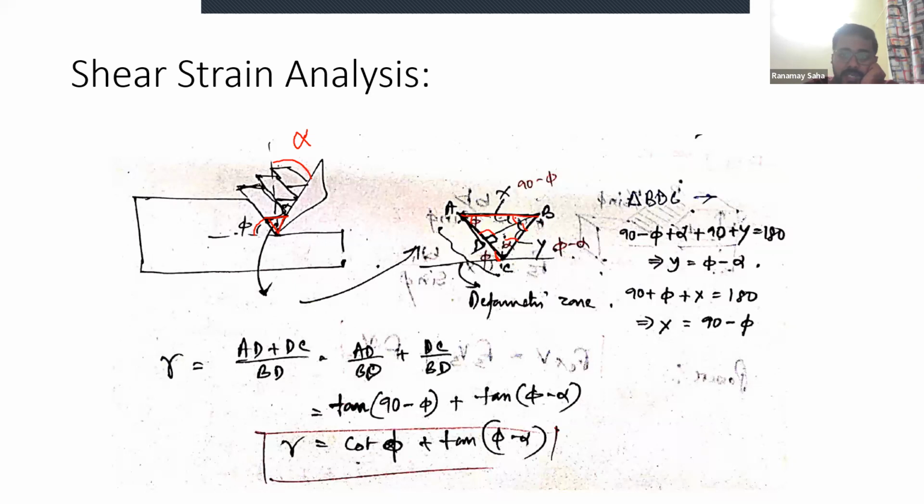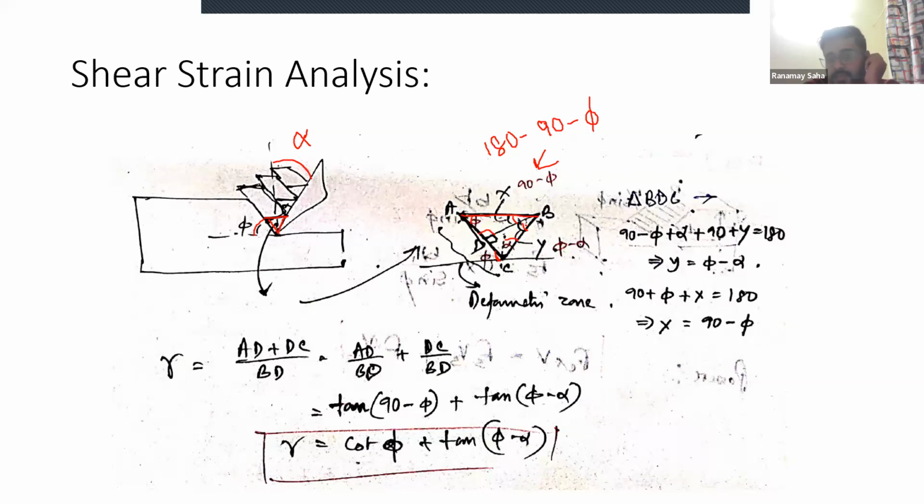So angle ABD we can directly calculate because this one is phi, this one is 90. So in this whole triangle, all three angles should sum up to 180, right? So you can see this is 180 minus 90 minus phi. As simple as that. You get it to be 90 minus phi.